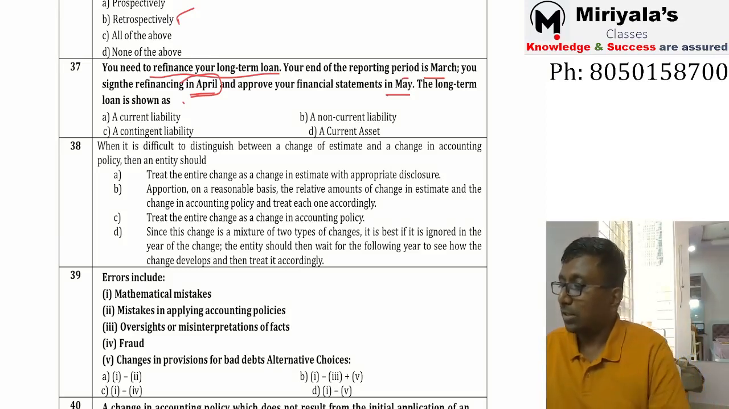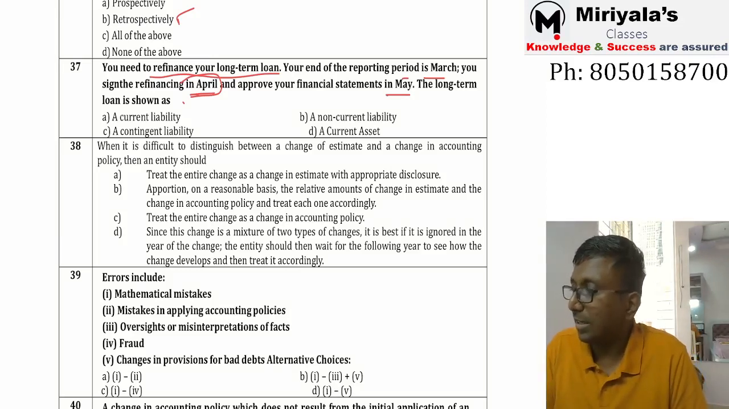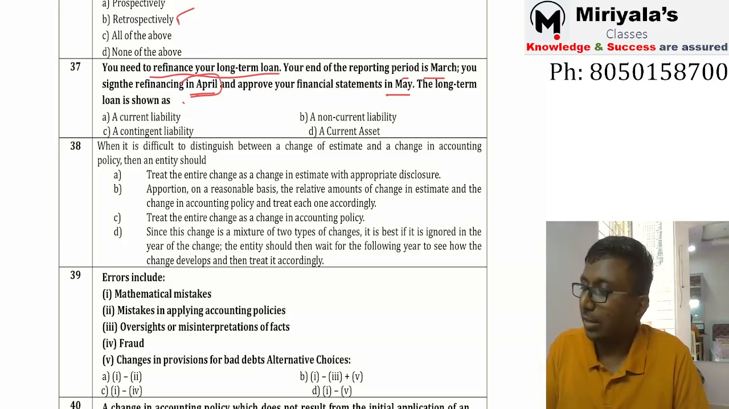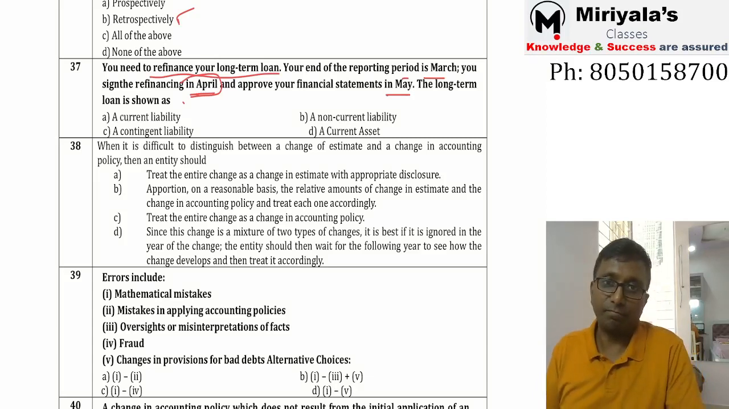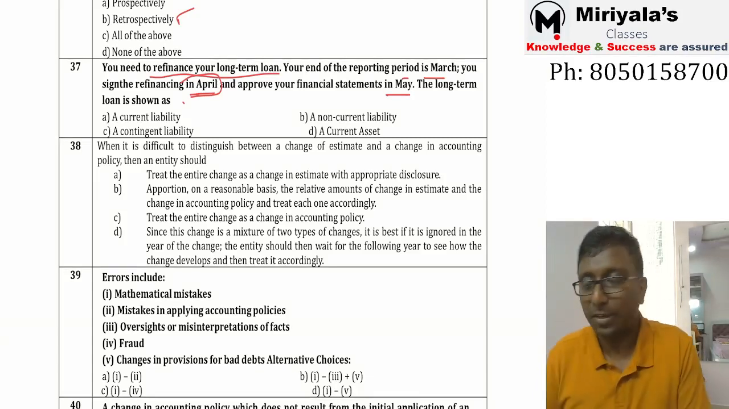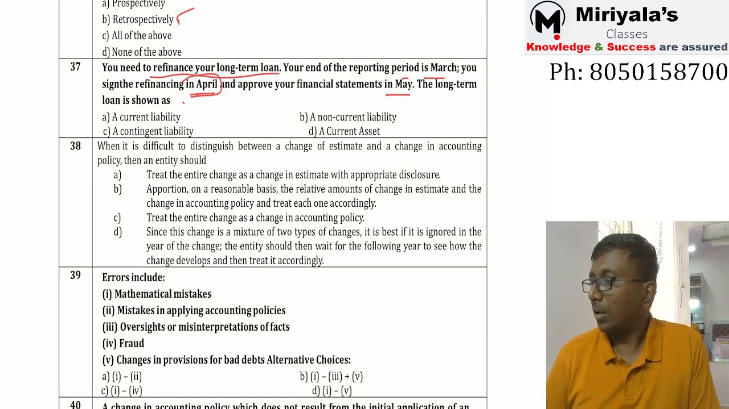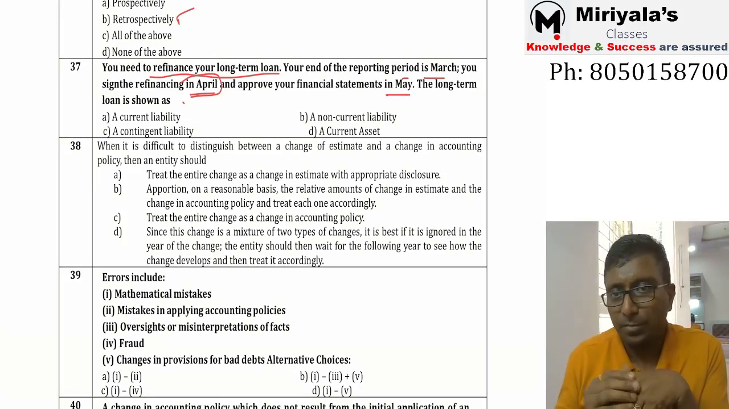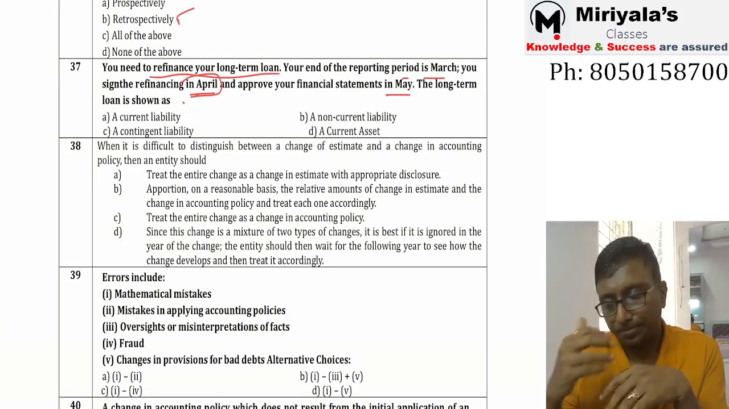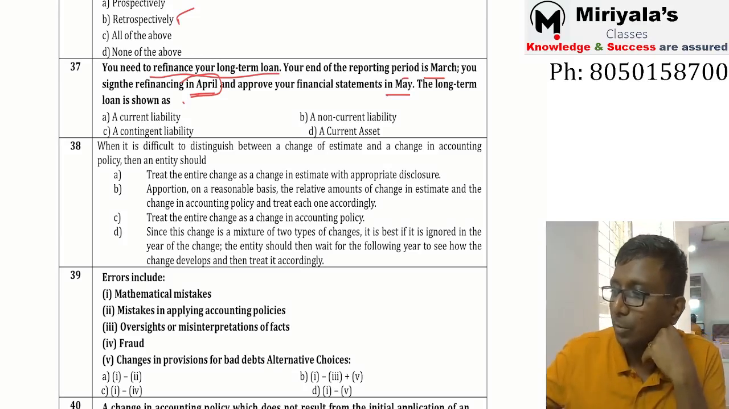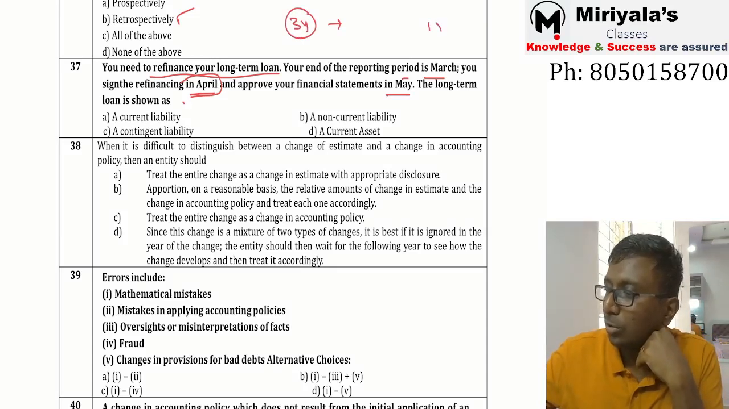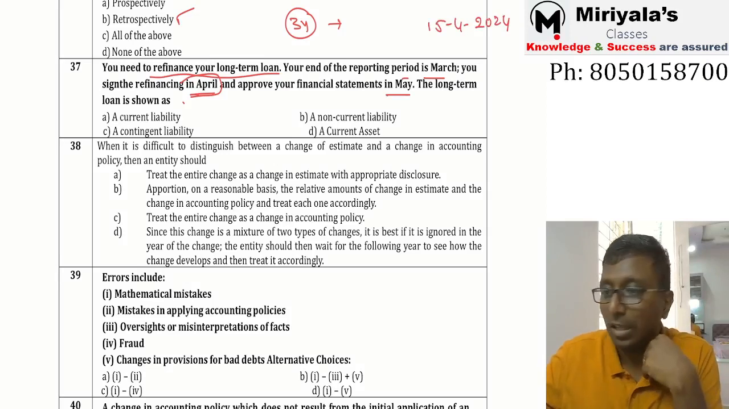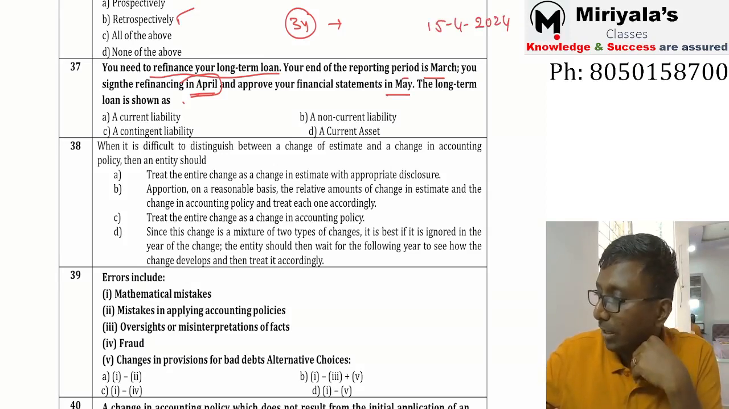You need to refinance your long-term loan. The balance sheet date is 31st March, and you signed the refinancing in the month of April. That is purely a new transaction. It is not an adjusting situation. Very simple: suppose you have taken a 3 year loan, and the closure date of the loan is 15th April 2024. So where are you? On 31st March 2024.